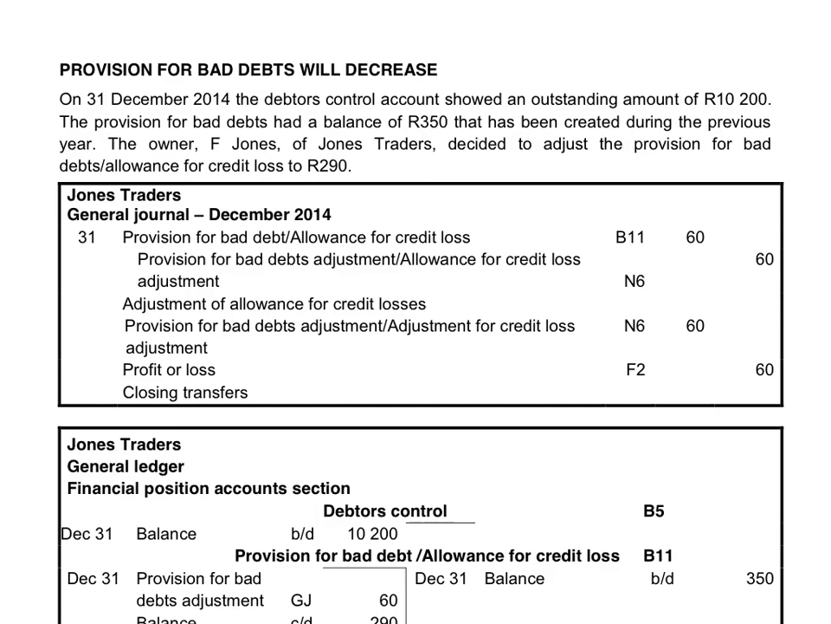Good morning. We will pay attention to provision for bad debts today when the provision is decreased at the end of the financial year. On 31st December 2014, the debtors had an outstanding amount of 10,200. The provision for bad debts had a balance of 350 that had been created the previous year. The owner decided to adjust the provision for bad debts to 290 rand.